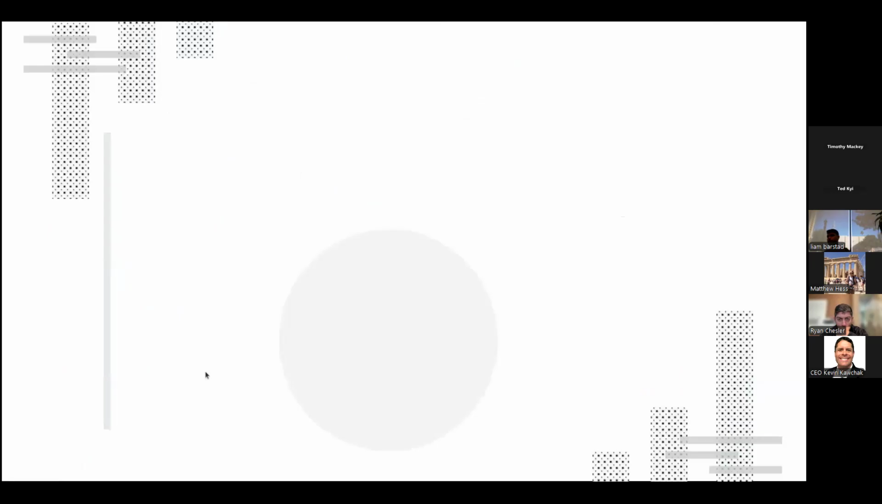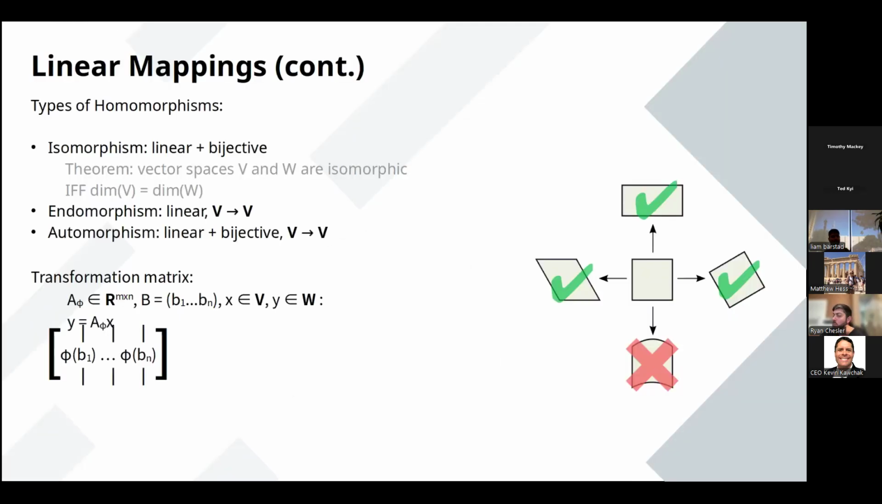I don't know if you have any more slides on the linear mappings. There's a sentence in the book, I don't remember exactly where the authors say it, but they introduce matrices as a shorthand for a linear system. Then they say you can also use a matrix as shorthand to represent a linear mapping, a transformation from one vector space to another vector space.